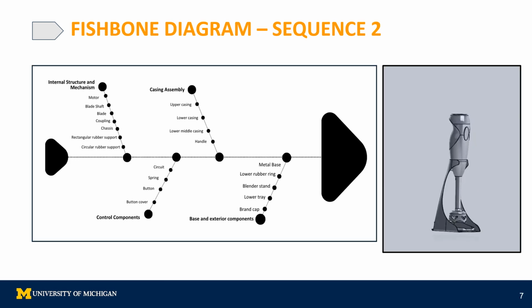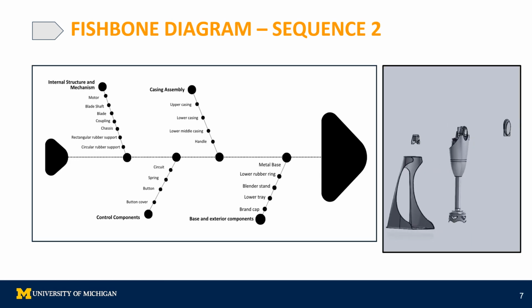The assembly sequence prioritizes the internal structure and mechanism first, followed by the casing, control components, and ending with the base. This order simplifies assembly, allowing checks at each stage, quality control, and improving maintenance and serviceability.